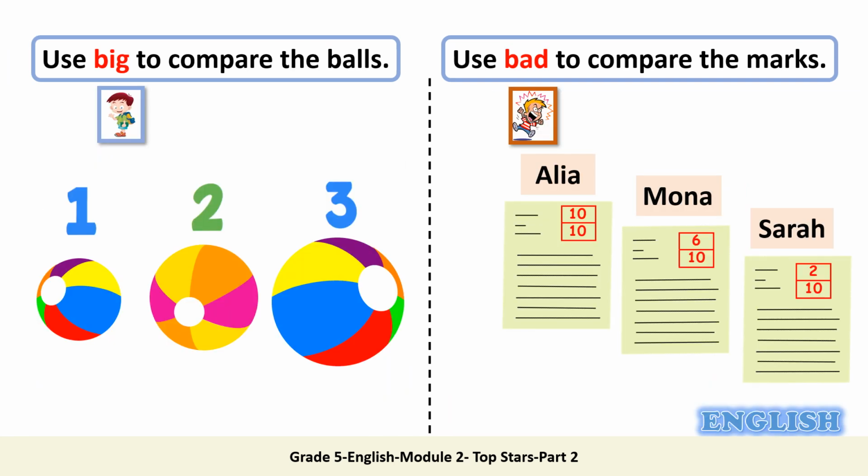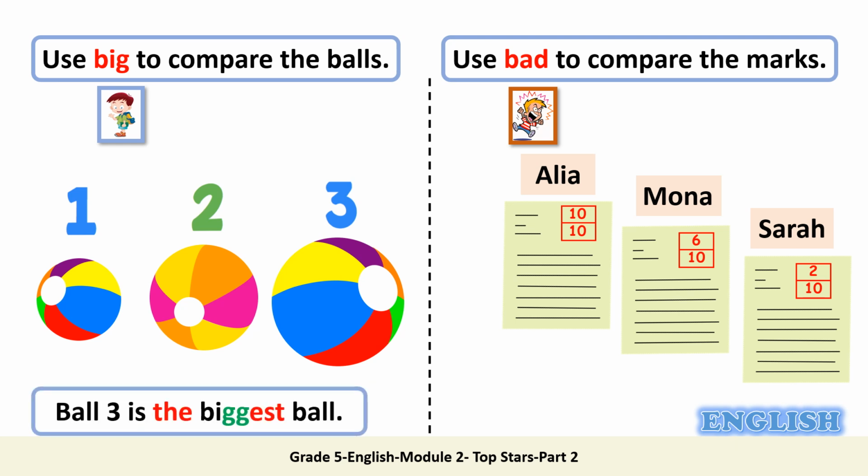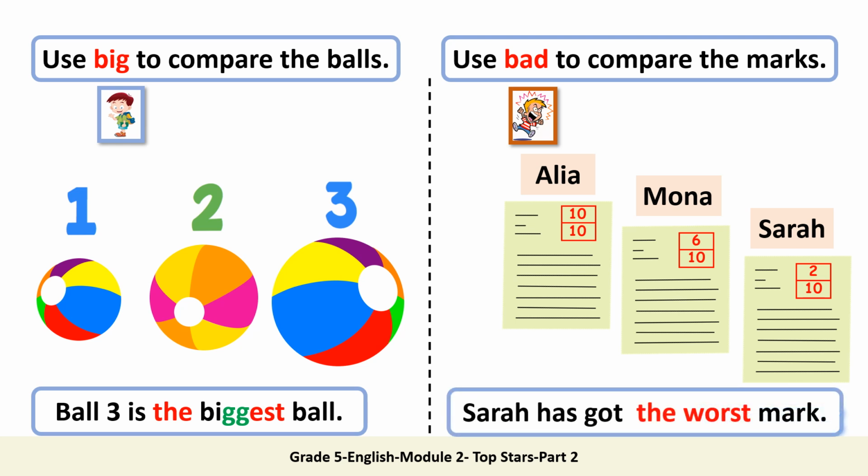Stop the video again, look at the pictures, and try to form sentences using the adjectives big and bad. Let's check your answers. Ball 3 is the biggest ball. Sarah has got the worst mark. Very good.